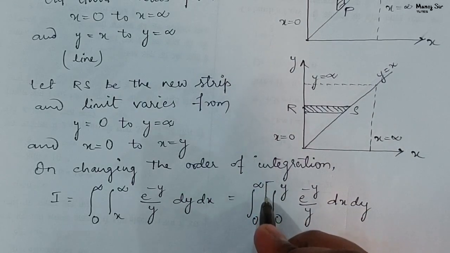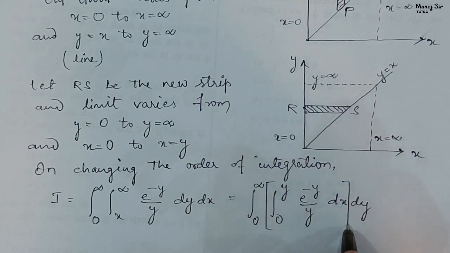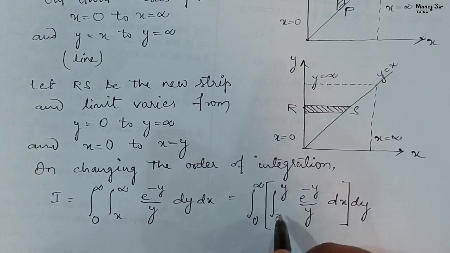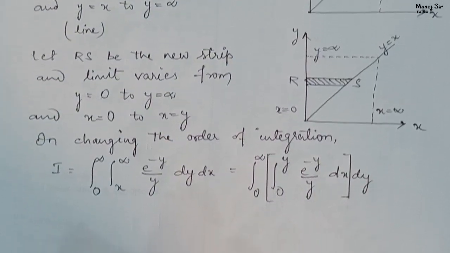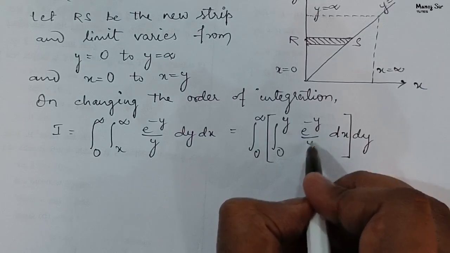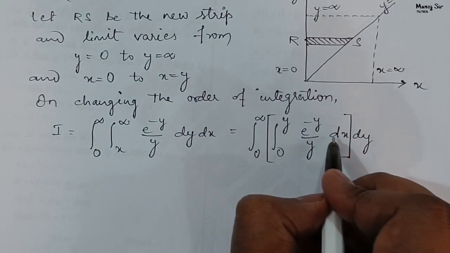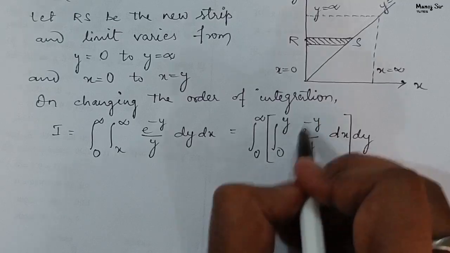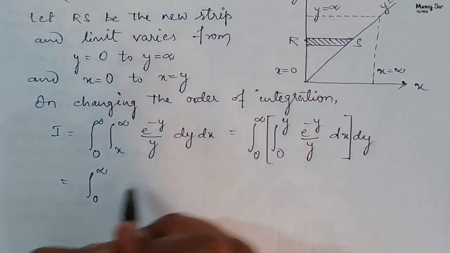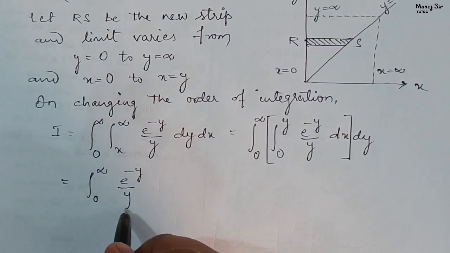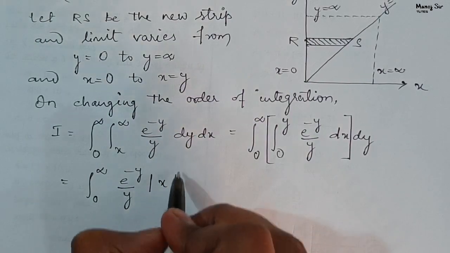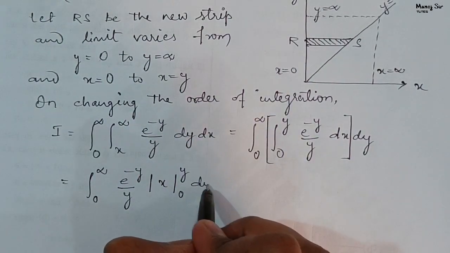Now we will solve this. For this, we will solve this part first. That is, we are solving this function with respect to x, and then the limit will be from 0 to y. Again, here you can see, we have function of y, but we are integrating with respect to x. So we will consider function as 1. So we will consider this as constant. So integration 0 to infinity e to power minus y upon y. Integration of 1 with respect to x will become x. Limit goes from 0 to y. Don't forget to write this dy.